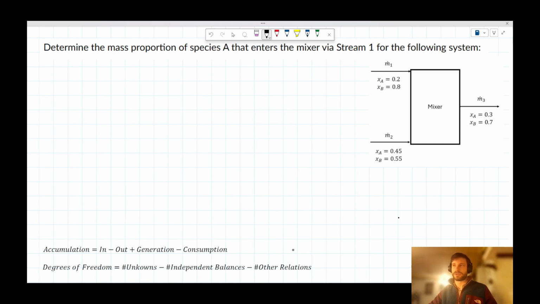Okay, so hello and welcome to this video tutorial for this simple mass balance problem that we have here. Before we get into tackling this problem, I figured it was worth going over a little bit of theory in relation to mass balance.